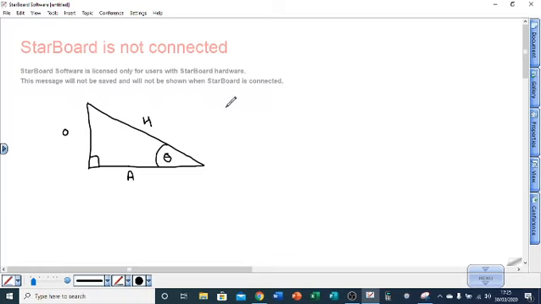The first one is sin theta is equal to the opposite side divided by the hypotenuse. So if you've ever got O and H, or opposite and hypotenuse, you divide them. That is called the sin rule. The cos theta, cos rule, is if you've got the adjacent and you divide it by the hypotenuse. And lastly, the tan rule. Tan theta is if you divide the opposite divided by the adjacent.